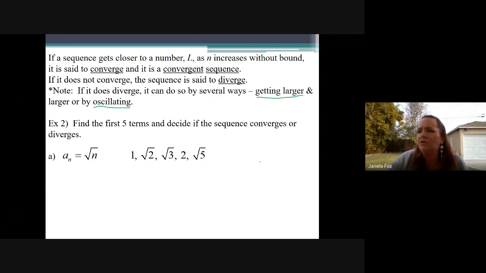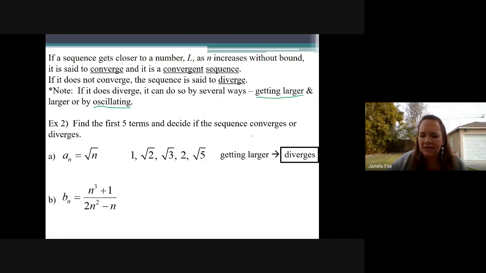The square root of 100 is 10. But then what if you put 144 in there? The square root of 144 is 12. Ooh, these numbers definitely are getting bigger. Therefore, this guy diverges. So it's getting larger, and so diverging is the answer. Just like that. Okay, that was super nice, wasn't it?